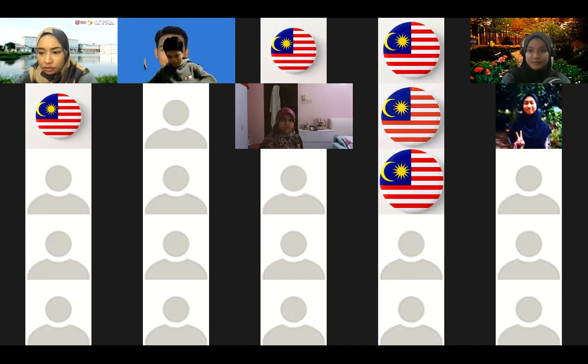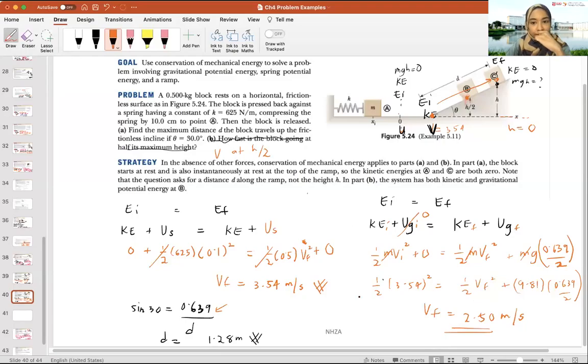Doctor, why do we need to split into 2 parts? Which part? The spring part and the incline part. Why do we have to split into 2 parts? Let's see, let me check again. If we don't split, can we solve it? So you want to convert this directly to mgh.